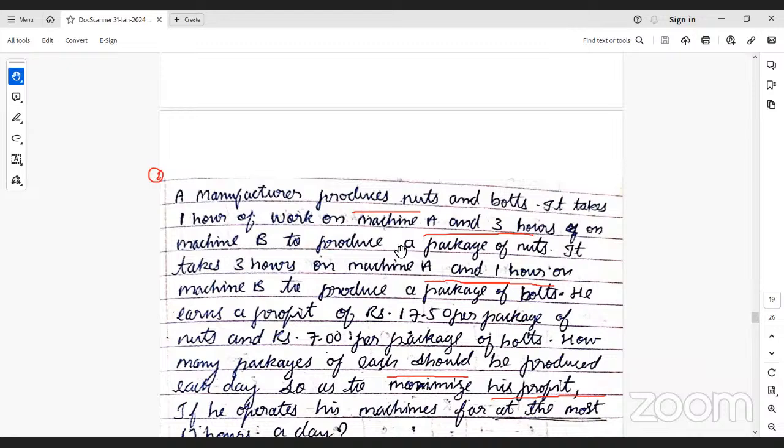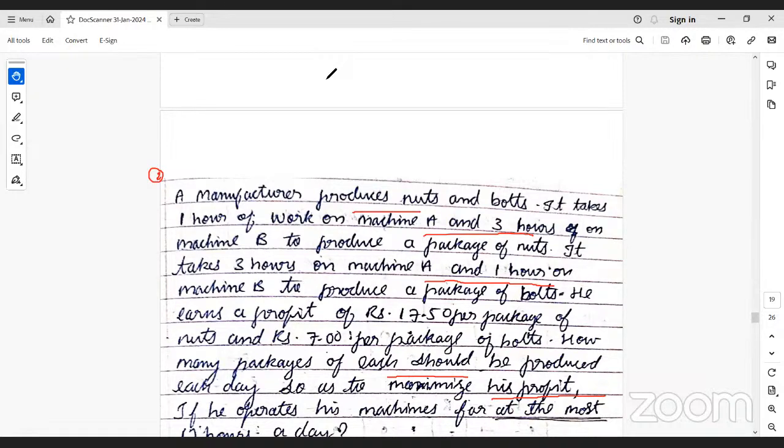What must be X? Machine A must be X, or machine B must be X, or package of nuts must be X, or package of bolts must be X. What must be X and what must be Y, you need to identify here. Once you identify that, the rest of the question is very easy. In the chat box, you can read the question once again and try to reply what must be the X and Y values. Quickly reply, so we will discuss the solution.